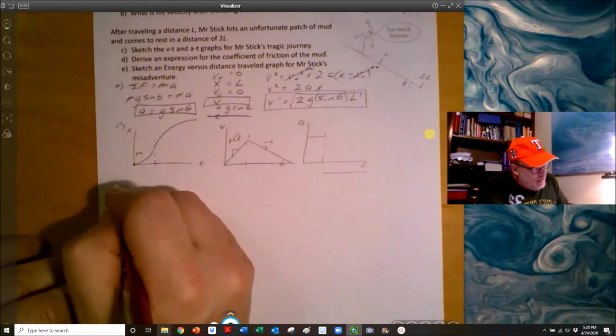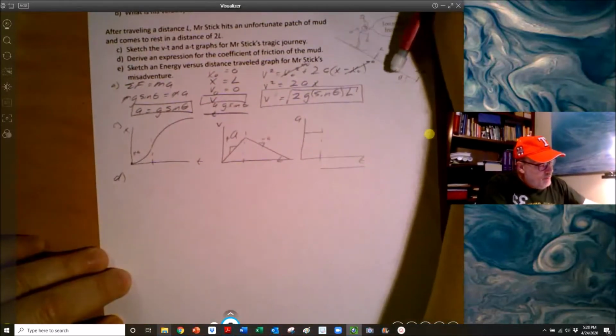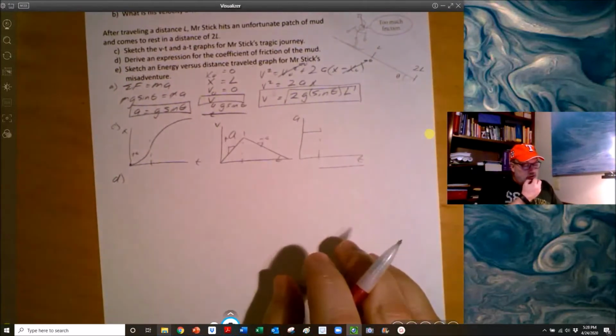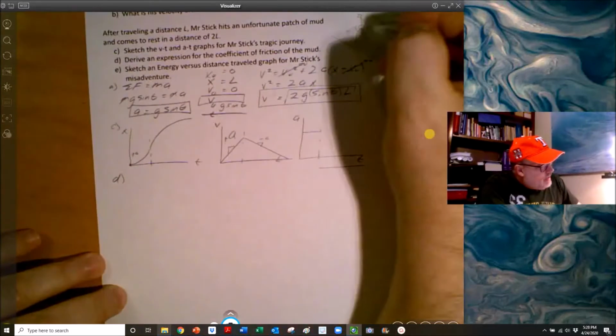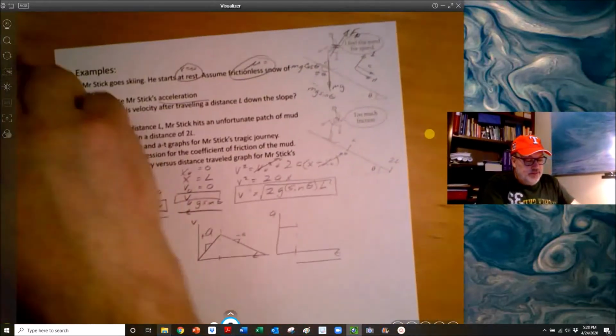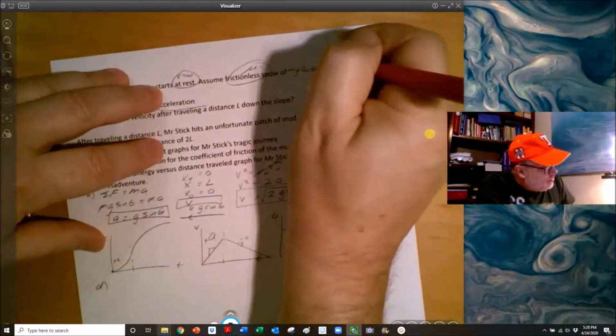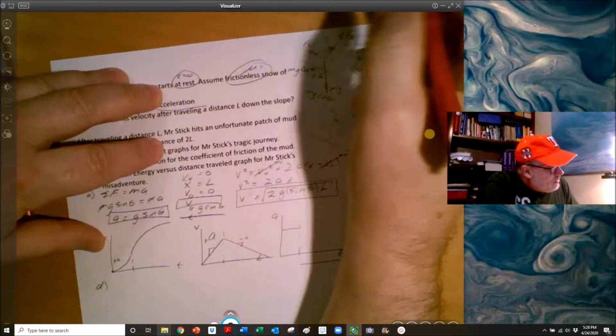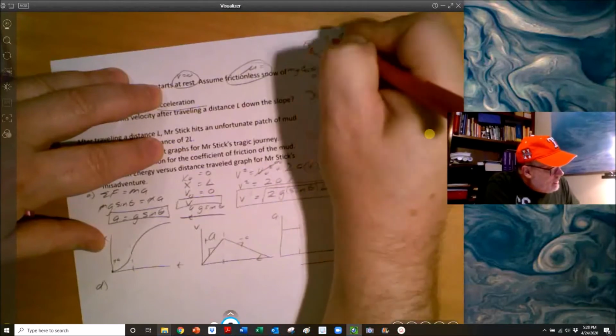All right, part D. Derive an expression for the coefficient of friction of the mud. Oh, that sounds pretty hard. So let's see, what adds to this? So let me just add in what happens with our mud. So now we have a force of friction backwards that's kinetic.